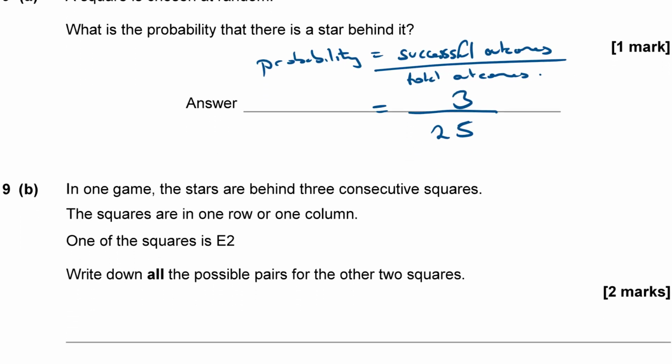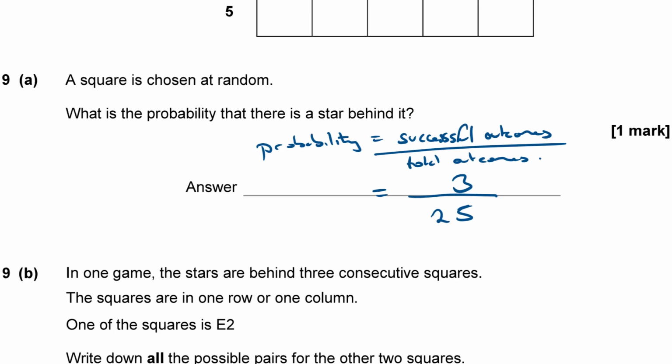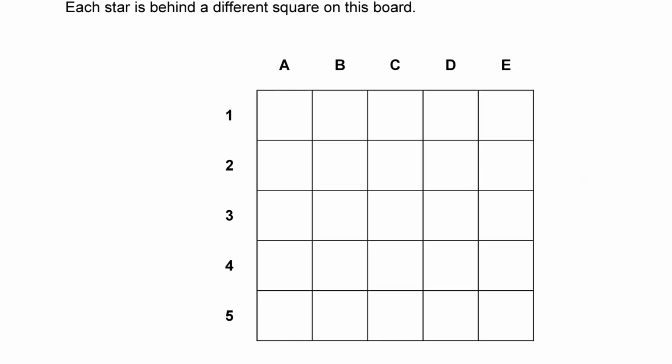Now in part B it says, in one game the stars are behind 3 consecutive squares. The squares are in one row or in one column. One of the squares is in E2. Write down all the possible pairs of the other 2 squares. Okay, so we know that there's one star in E2. Okay, so there's definitely one there.